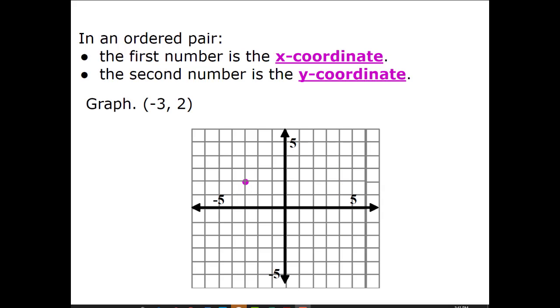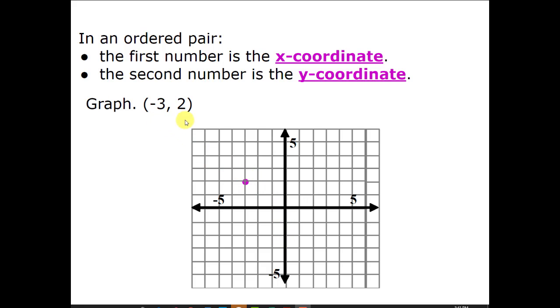In order to describe where a point is in space, we use an ordered pair. So this is an example of an ordered pair right here. You can see that it has a parenthesis, it has a number, a comma, another number, and then it closes the parenthesis. The first number is the x-coordinate, meaning where that number falls on the x-axis. The second number is the y-coordinate, and it tells us where that number would fall on the y-axis.